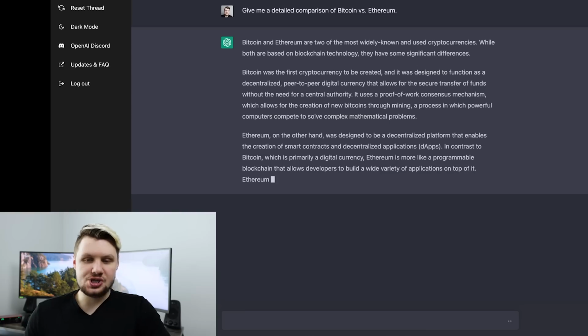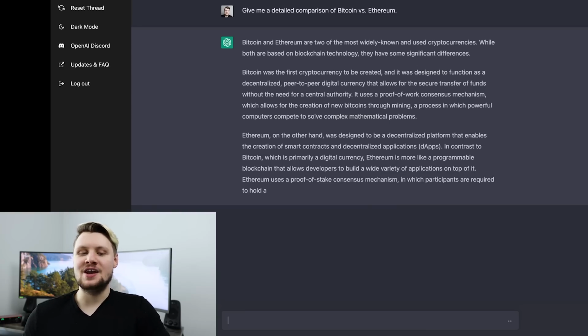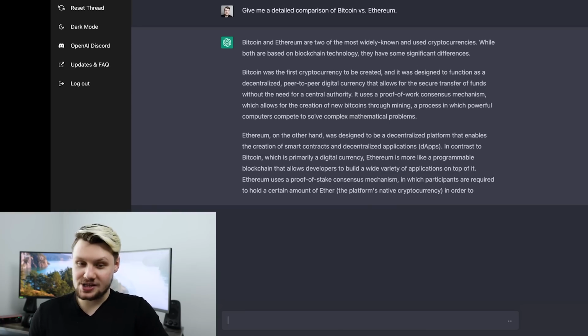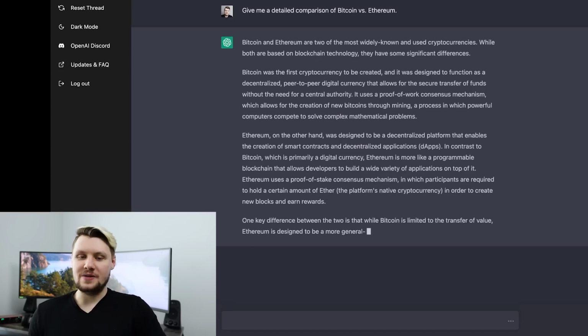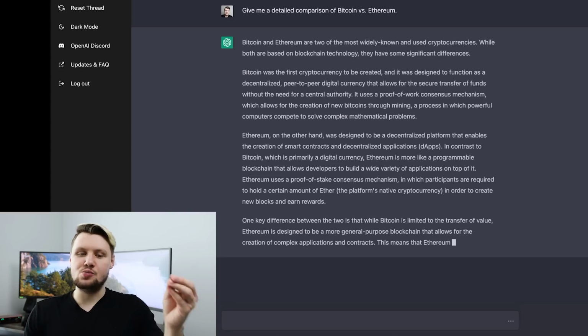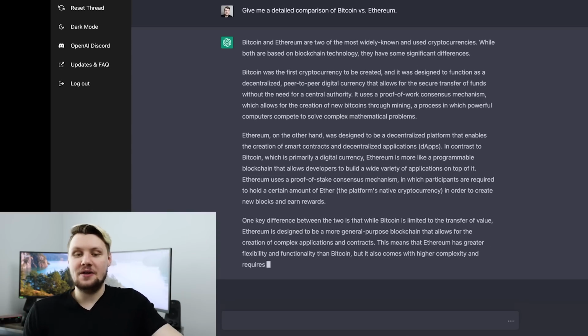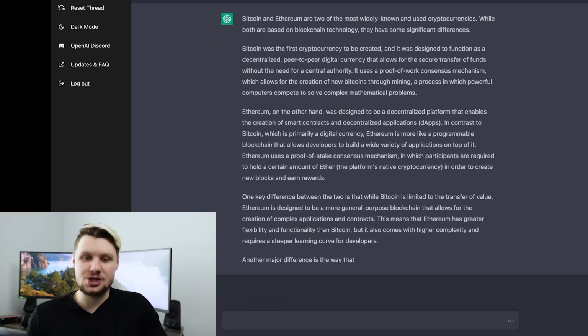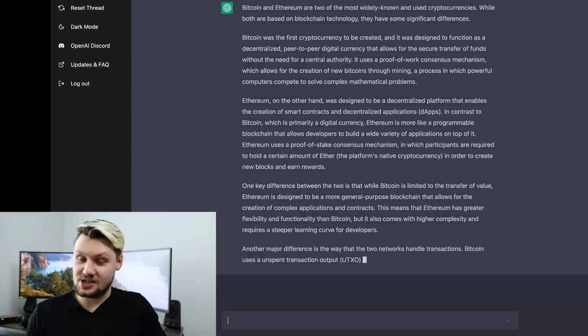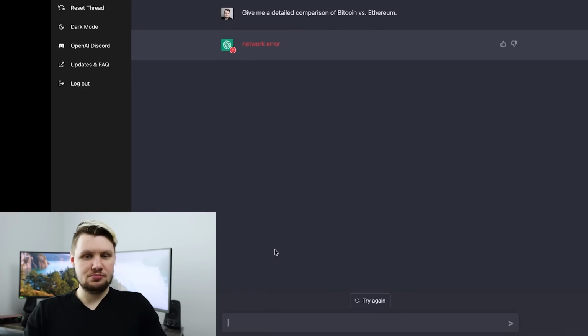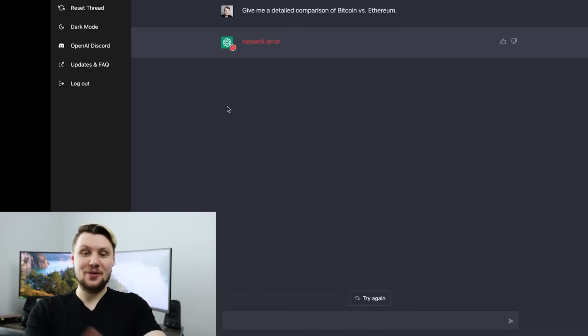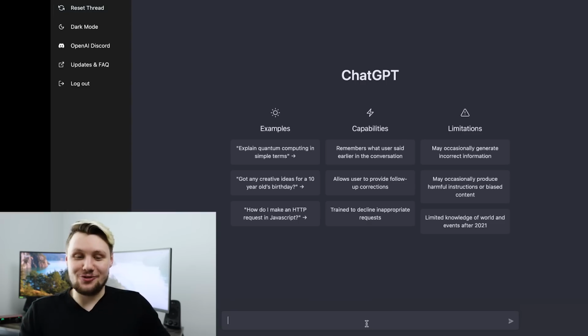Ethereum, on the other hand, was designed to be a decentralized platform that enables the creation of smart contracts and dApps, very true. In contrast to Bitcoin, which is primarily a digital currency, Ethereum is more like a programmable blockchain that allows developers to build applications on top of it. It uses proof-of-stake consensus mechanism, true, at least as of recently. Oops, looks like there was a network error, but up until where I was reading, that was a pretty good answer. Let's go through the last interaction.